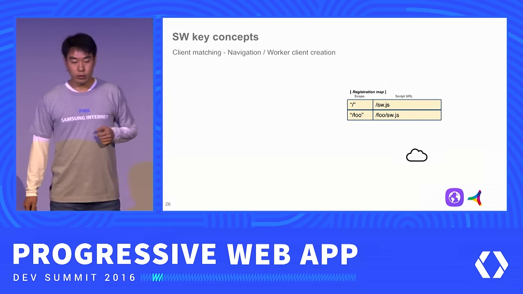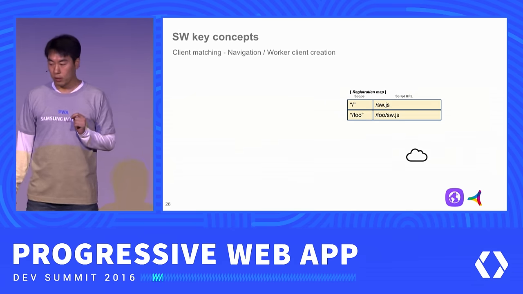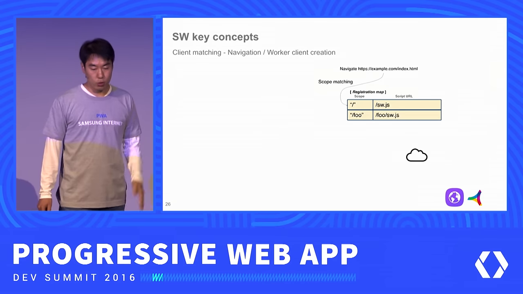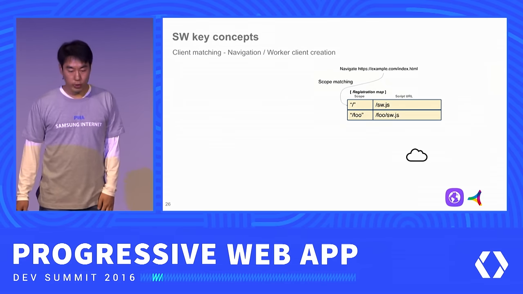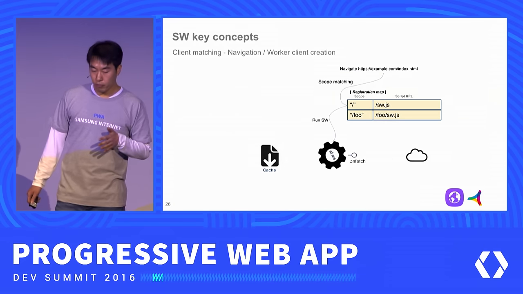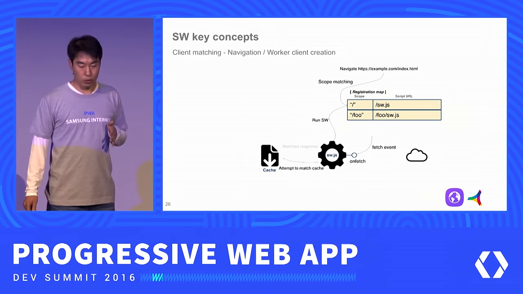And here's also an important concept to wrap up. There are main resource requests and sub-resource requests. A main resource request is the client, the page navigation or worker client creation. So the service worker does the scope match with this main resource request. If there's an example.com/index request, then we try to do the scope match here. So there's a service worker registration matched to this specific scope. And the service worker spins off, and we do all this stuff.